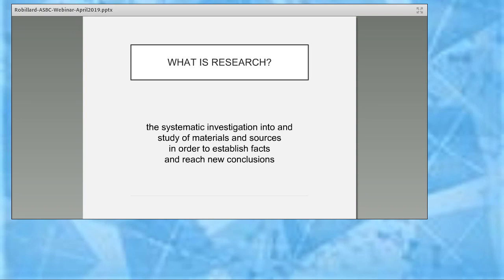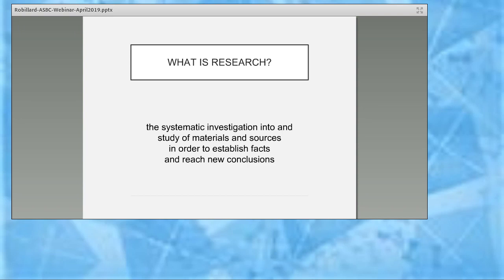So the first topic I want to cover is what is research? Here's a definition I found online. Research is the systematic investigation into and study of materials and sources in order to establish facts and reach new conclusions. That is definitely a bit of a mouthful, and I had to read it about 7 times before I fully understood the definition.